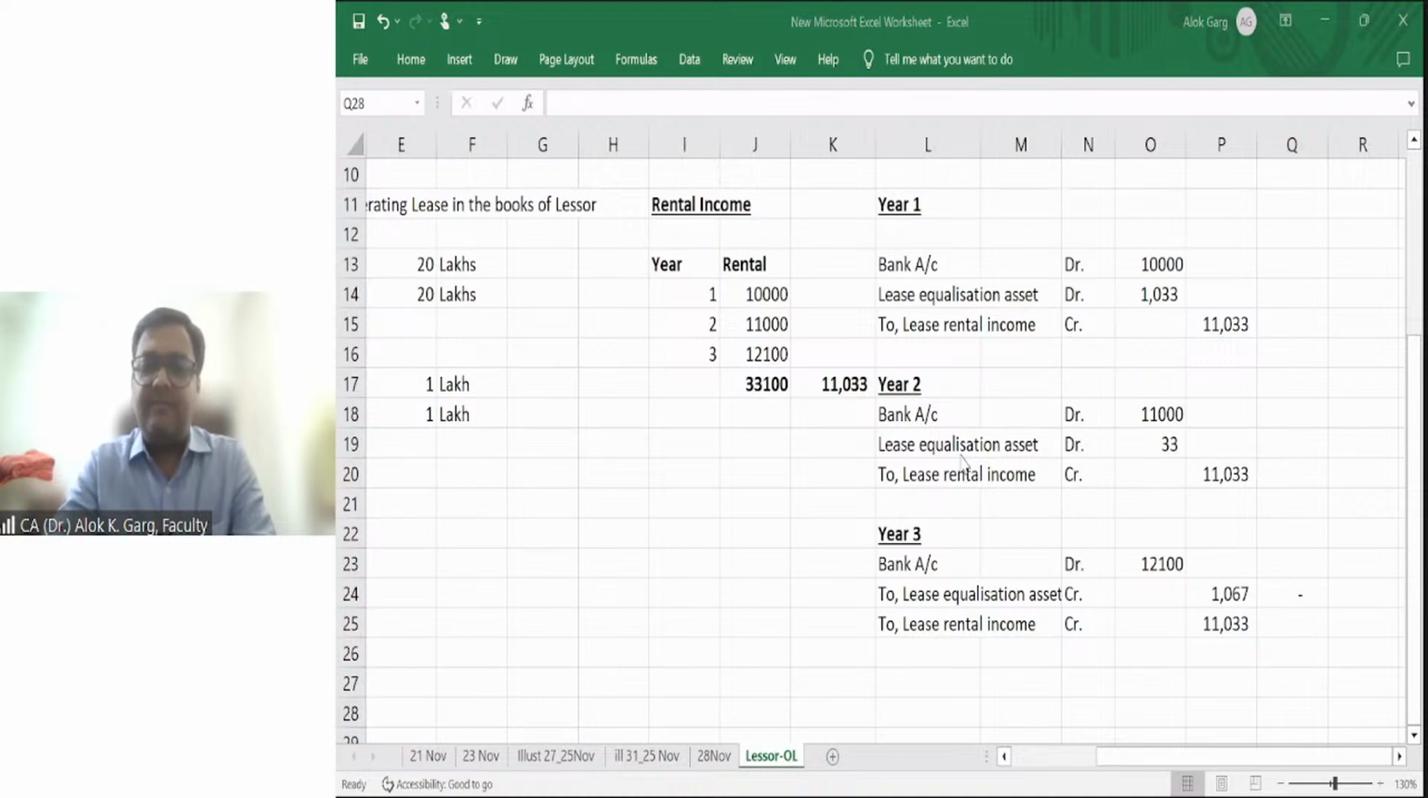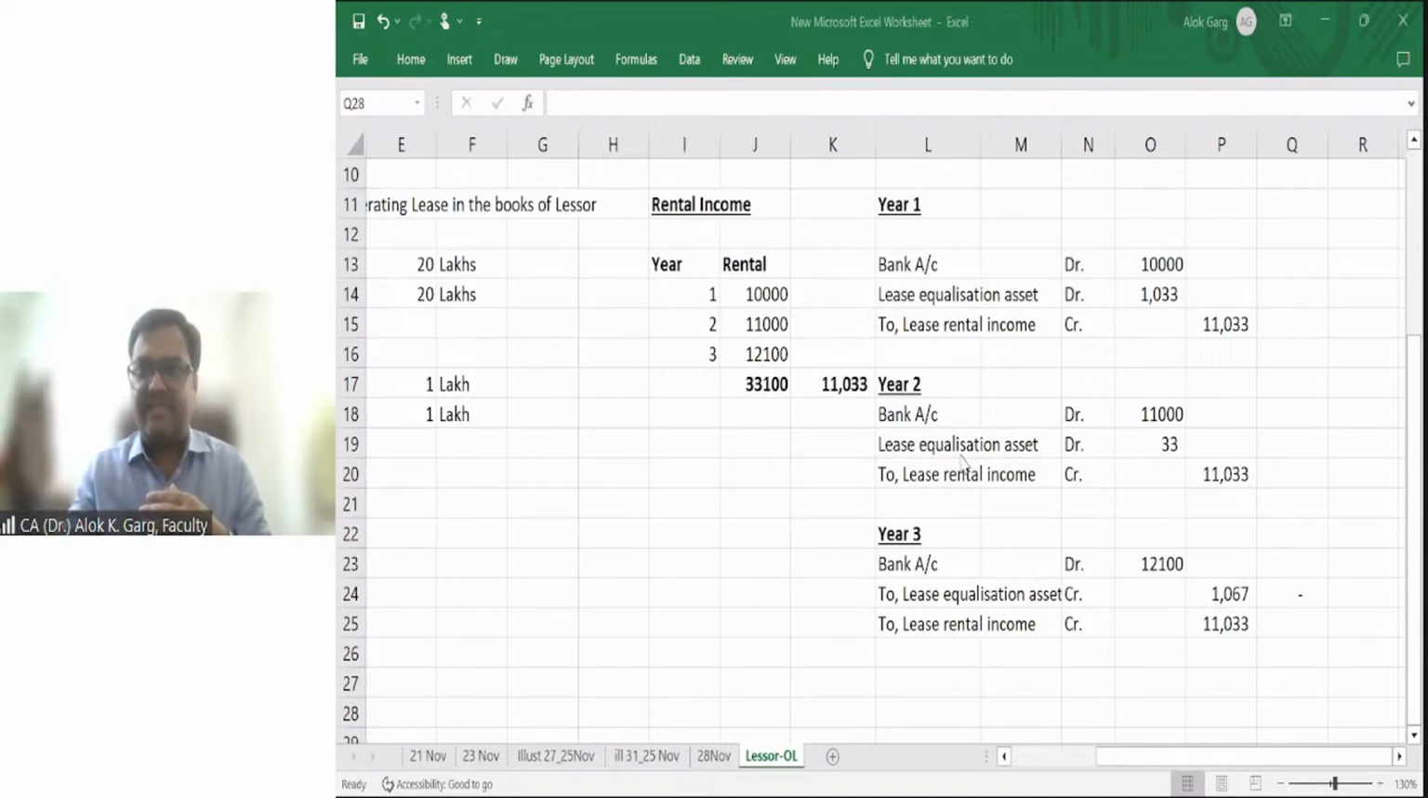Is that clear? Jigar, is that clear to you? This accounting you have understood? The recognition of the lease rental income on a straight line basis. Have you understood this accounting?